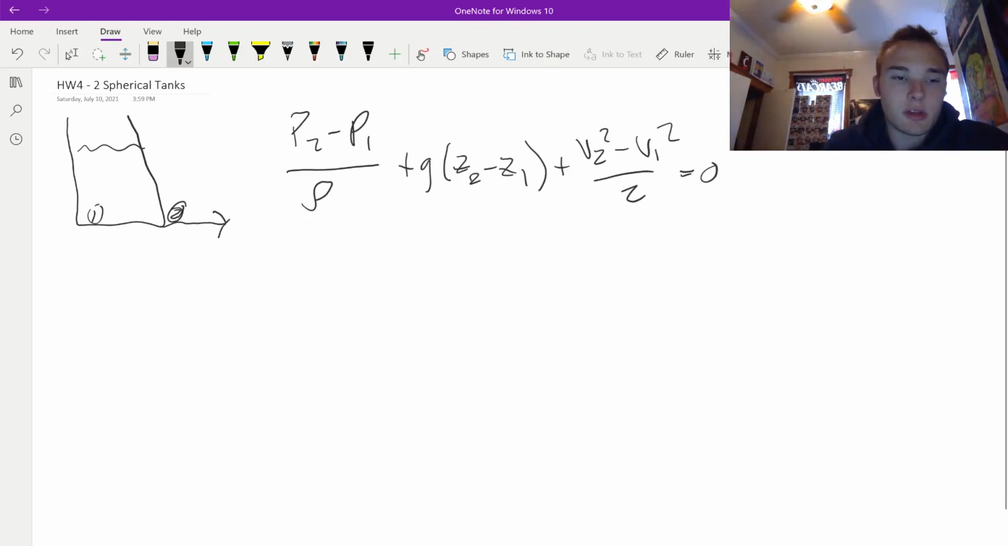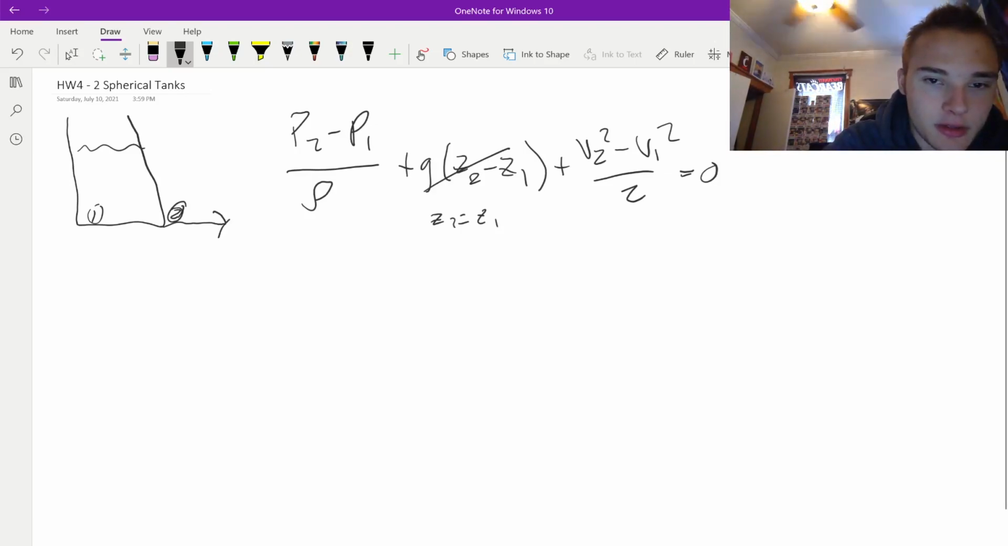So as you can see in this figure I've drawn here, one of the tanks, we can see from position 1 to position 2 that there's no height change. So we basically say that z2 is equal to z1. So this cancels out. And then the next thing we're going to look at is we are going to say, what is v1?